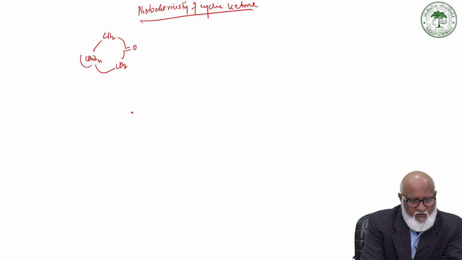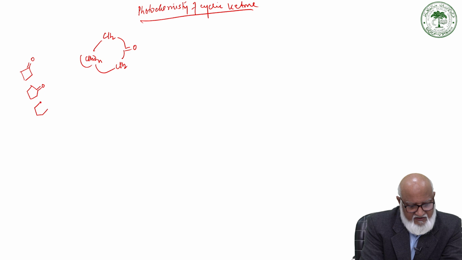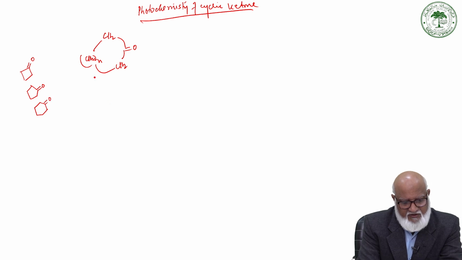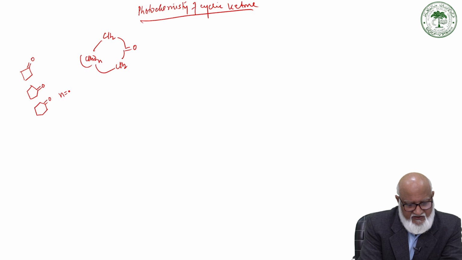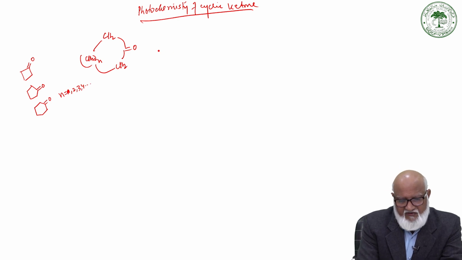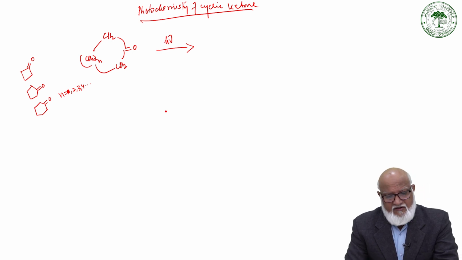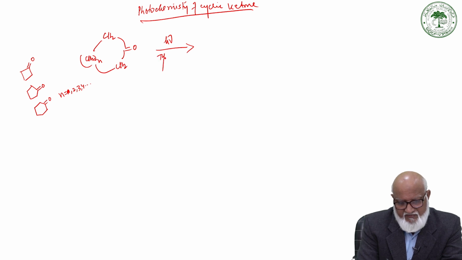We can have a cyclobutanone, a cyclopentanone, a cyclohexanone, and so on and so forth, depending upon n. This is an alicyclic ketone, and under photolytic conditions it also undergoes the type 1 reaction.